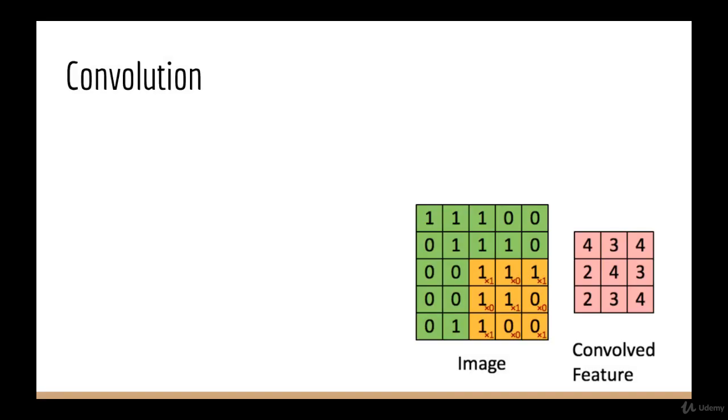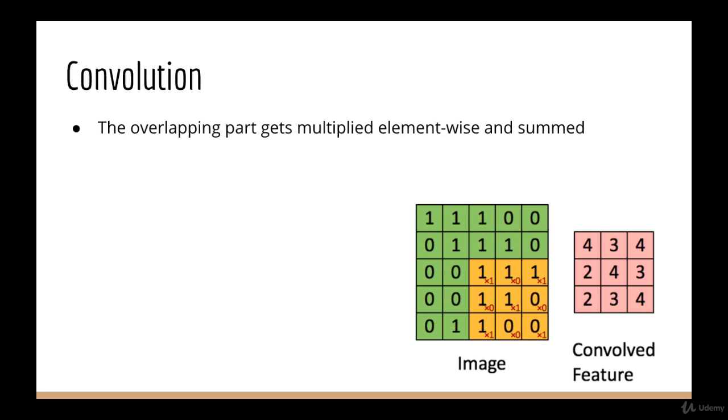So what is this doing? Well, the filter essentially slides over every possible position on the image, and each time it does that, the overlapping parts get multiplied element-wise and added together. That's all there is to convolution: multiplication and addition.